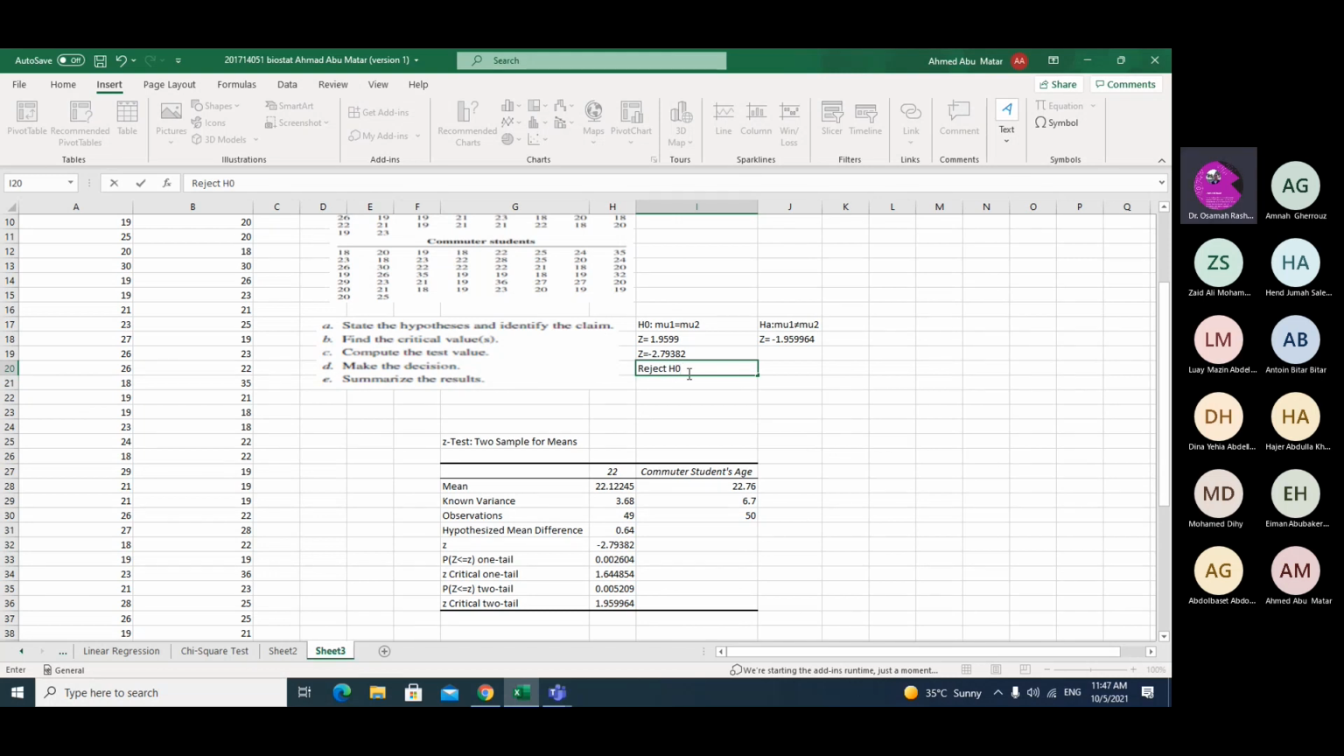H capital. Down. You have to write what? There is enough evidence; there is a significant difference between the average of the two variables, the first one residence students and the other one commuter students. This is how to answer the question with some help from Excel, right?